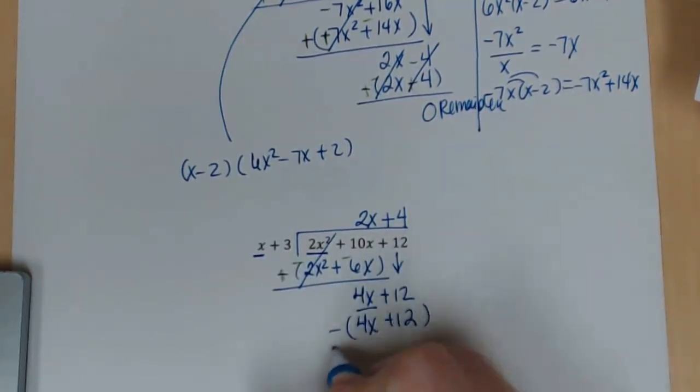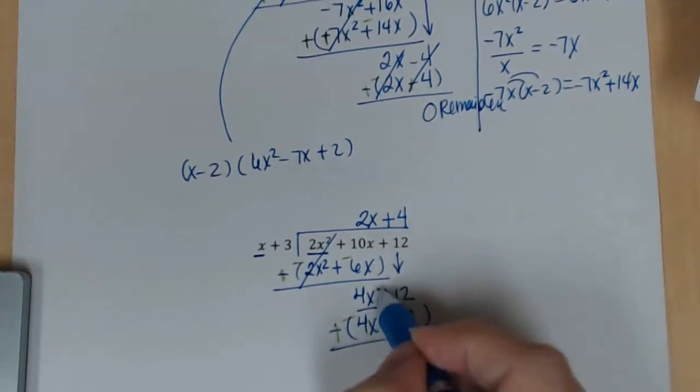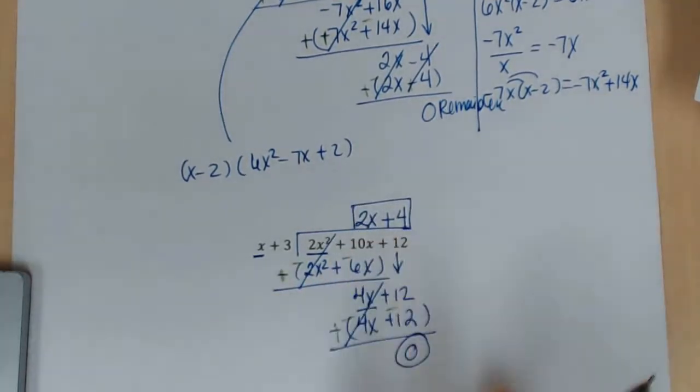I want to subtract this whole thing. So I want to change all my signs. So 4 and negative 4 cancel. 12 and negative 12 is 0. So I have a remainder of 0. So this is my final answer.